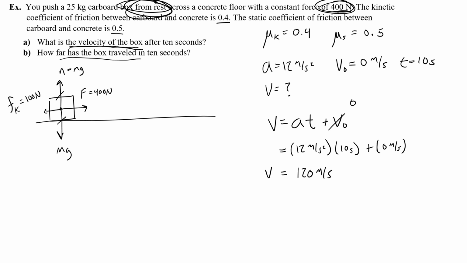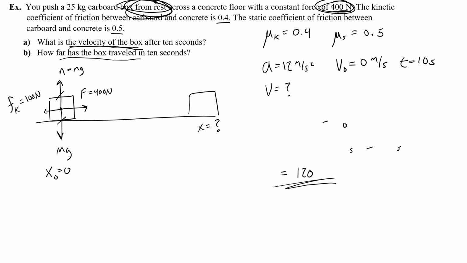Okay, well, now let's talk about how far the box has traveled in that 10 seconds. To figure that out, I would say the box starts at some initial x position of 0, and then it's going to reach some x position, question mark, that I want to find. Now, you can use this final velocity and any of the motion equations to get your answer. But let's pretend like we hadn't already found that velocity and talk about what equation we should use to figure out x. So I'll erase this to give us some room.